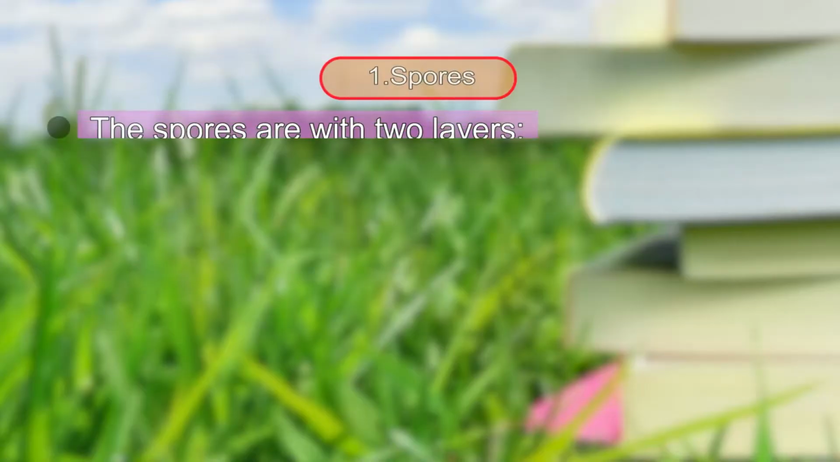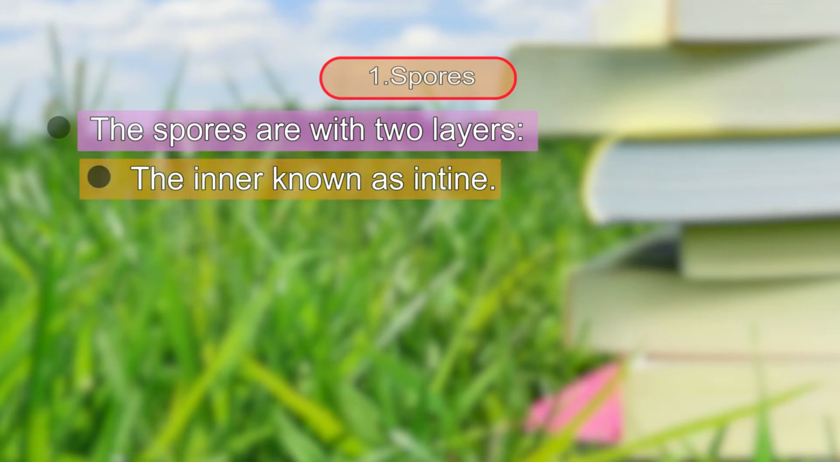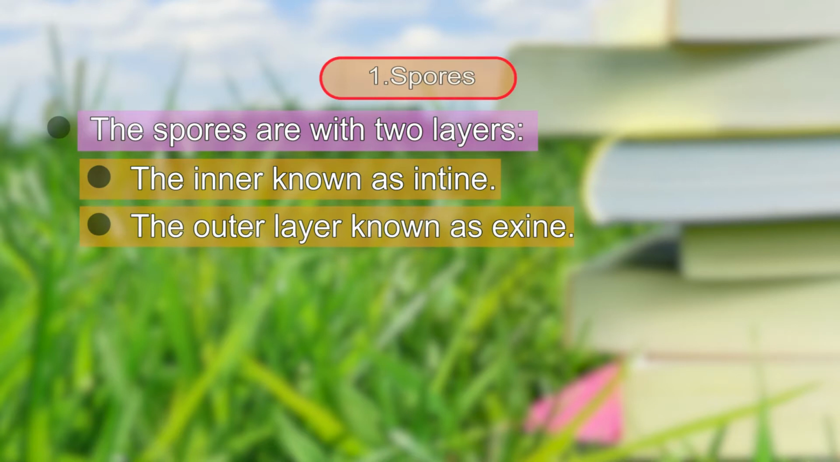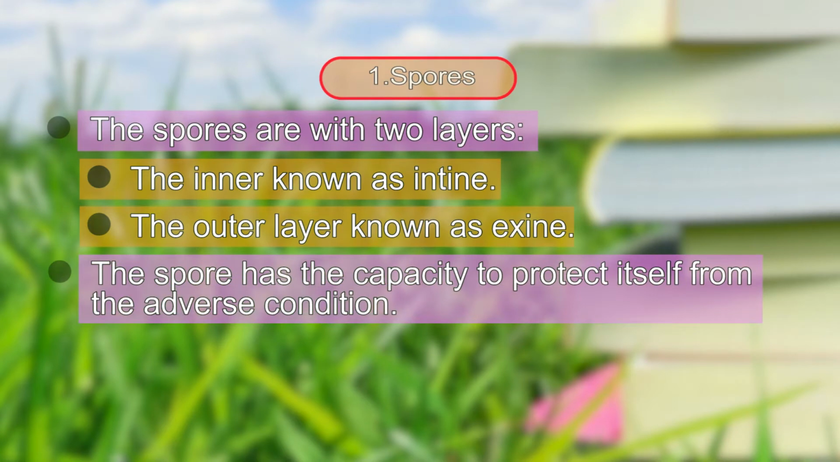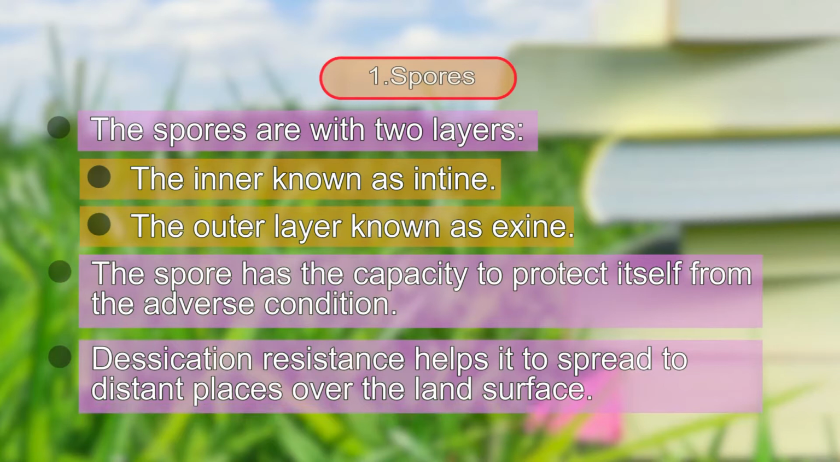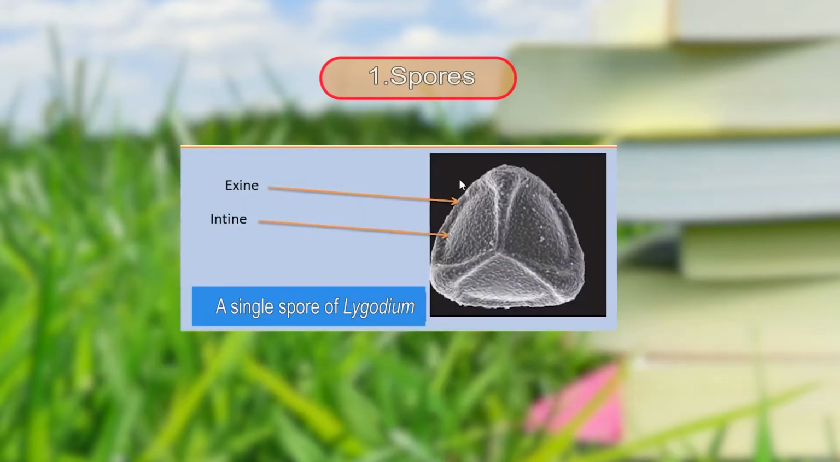Talking about the characteristics of pteridophytes, first come the spores. The spores of pteridophytes are two-layered. One is the inner layer known as the intine and the other is the outer layer known as the exine. These layers protect the spore from drying up. As a result, these desiccation-resistant spores can travel to distant places. You can see in this picture, the outer layer is the exine and this inner layer is the intine.